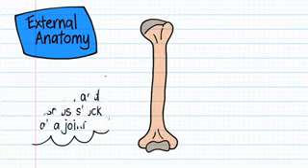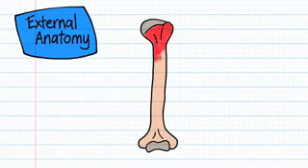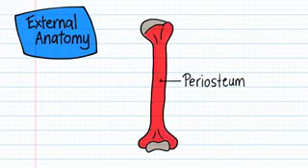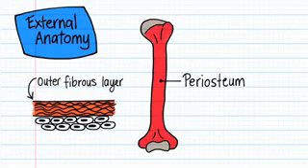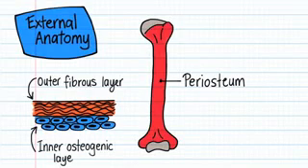The rest of the external surface of a long bone is covered with periosteum, a tough connective tissue sheath. The periosteum is divided into 2 layers: an outer fibrous layer of dense irregular connective tissue that protects bone, and an inner osteogenic layer that contains bone-forming cells.